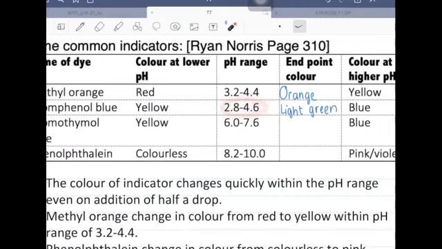Next is the bromothymol blue. Below pH 6.0, it will be yellow in color. Above 7.6, it will be blue in color. And when does your neutralization reaction end, or when is it complete? It is between 6.0 to 7.6, and the color is also light green.